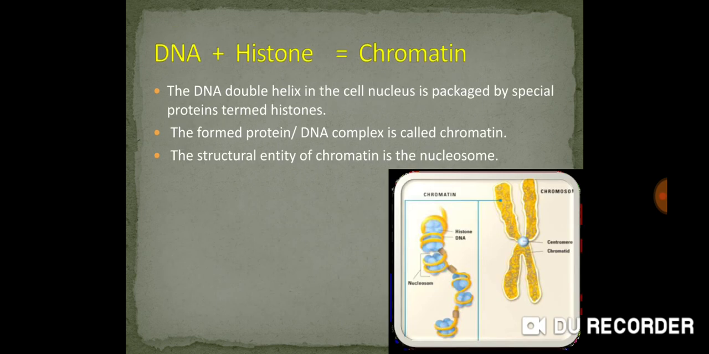DNA and histone together form chromatin. We will discuss chromatin. Chromatin is formed by the combination of protein and DNA complex. The DNA double helix in the cell nucleus is bound to special proteins that we term histones.